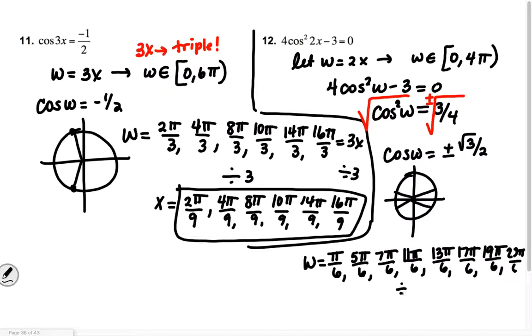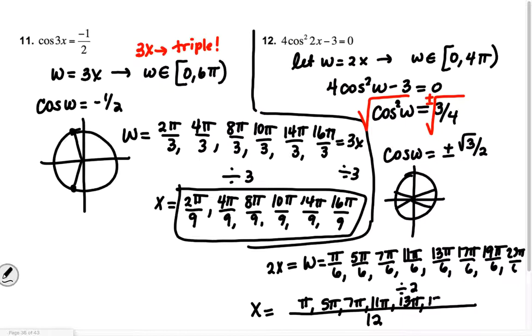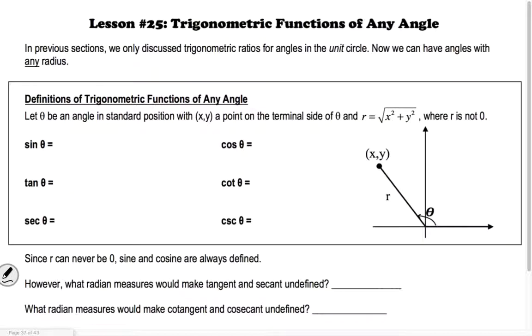So now if I want to divide them all by 2, right, because this was 2x, I get x is equal to, do you just want to do it all over 12? Will that make you happy? Yeah. So we have pi over 12, 5 pi over 12, 7 pi over 12, 11 pi over 12, 13 pi over 12, 17 pi over 12, 19 pi over 12, and 23 pi over 12. That's really bad notation. Don't ever do that. But those are our answers, and that's it.